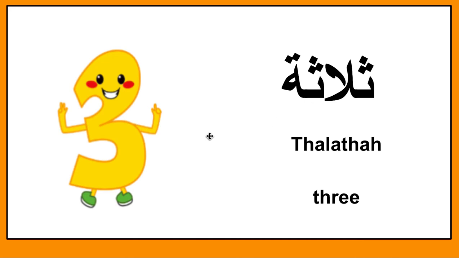And here, number 3. ثلاثة. لقد رأينا في العربية حرف الثاء, 3 نقط, 3 dots, 1 2 3. عندنا هنا ثلاثة, number 3.